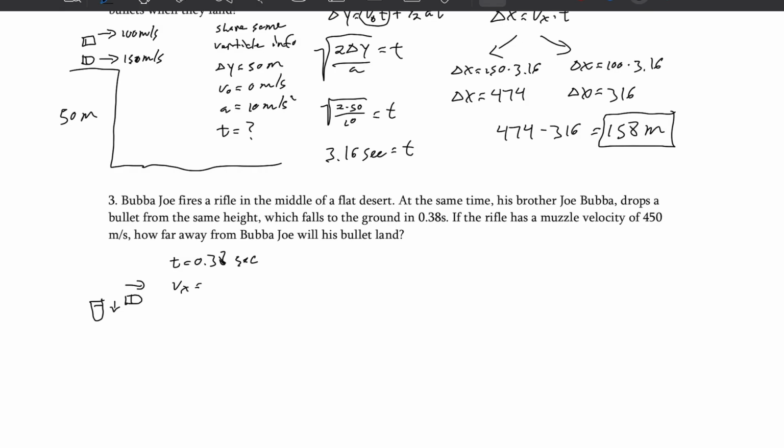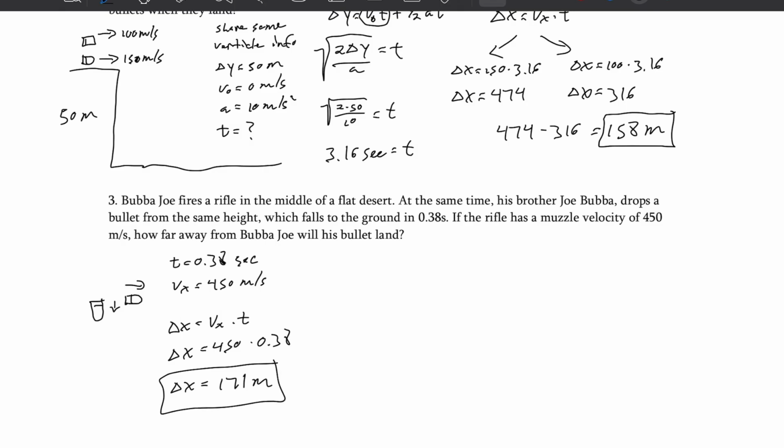The bullet being fired, Vx, is at 450 meters per second. And then how far away? Well, the dropped bullet's at a 0 displacement horizontally. So we just need to find out how far away that bullet goes. Delta x is Vx times t, or delta x is 450 times 0.38. So our delta x, our displacement, is going to be 450 times 0.38. We get 171 meters.